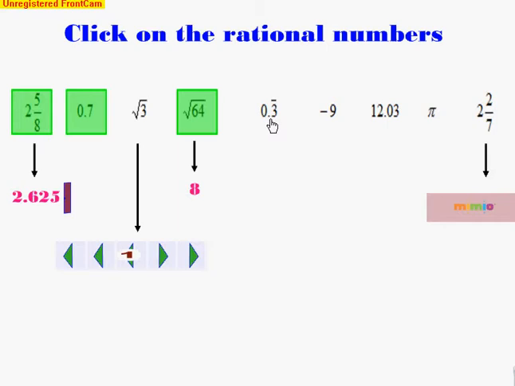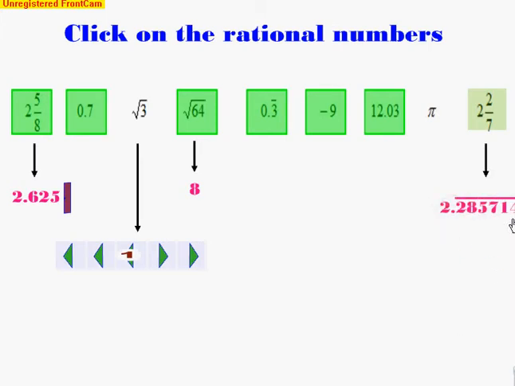0.3 repeating is a rational number because it's a repeating decimal. -9 is an integer, therefore it would also fit into the category of rational numbers. 12.03 is terminating, therefore it would be a rational number. And 2 2/7 is also written as a fraction, and if we did change it to a decimal, we would see it becomes a repeating decimal.